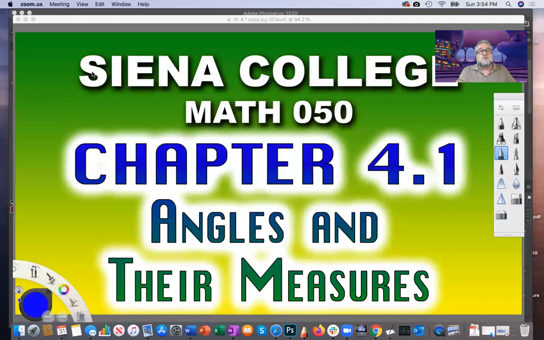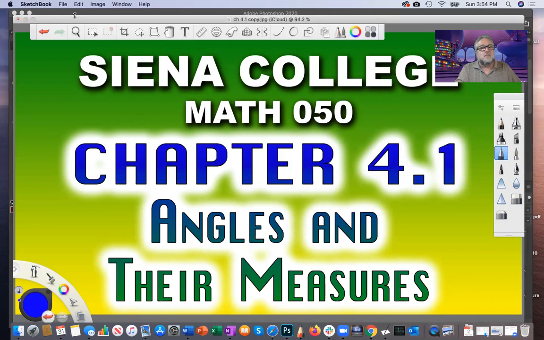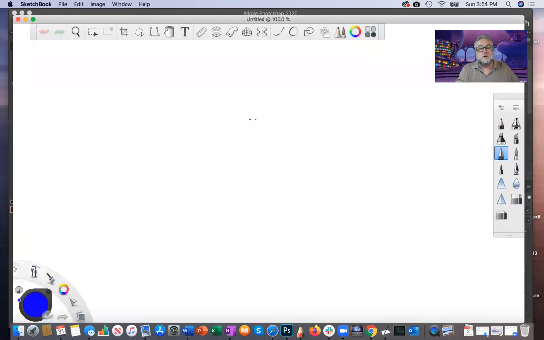Okay, so we're going to go here to chapter 4, angles and their measures. And 4.1, which we're doing, is really easy, I think. Hopefully it will be easy for everybody. And let's see how we do. Okay, so first of all, where's my stylus? There's my stylus. We're talking about angles.